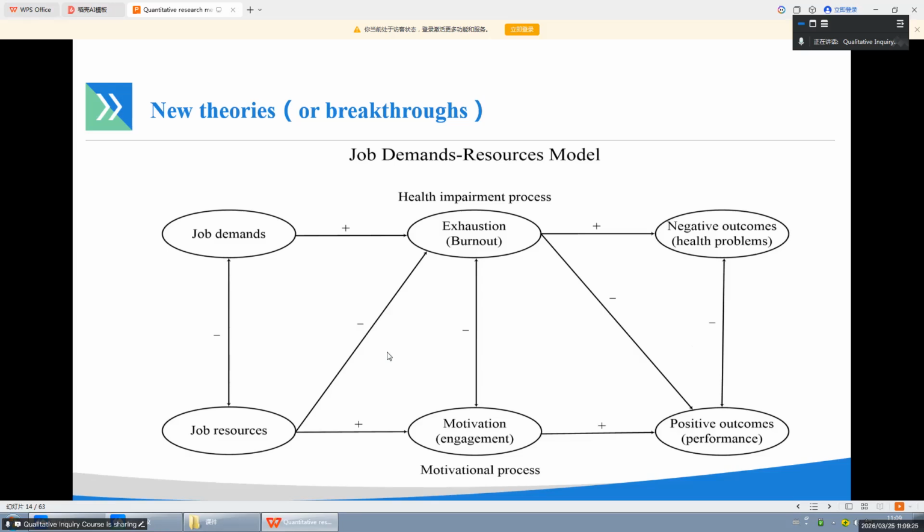So if you are always, or long term, in a highly demanding environment, it will result in burnout, exhaustion. For example, when you get up early in the morning and think of all the things you need to do that day, you feel exhausted. So tired. So the burnout, exhaustion. And in the long run, it will cause negative outcomes. It will cause health problems. So this is one category, one process.